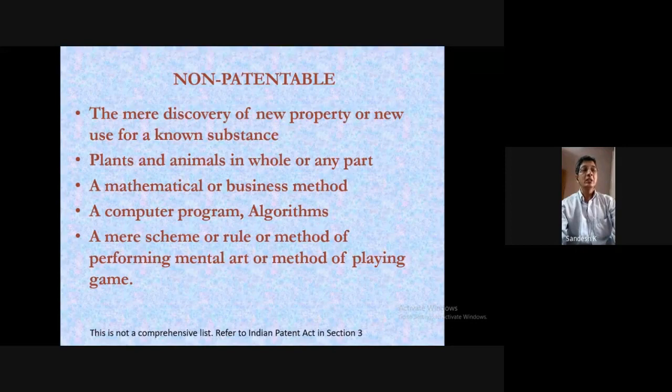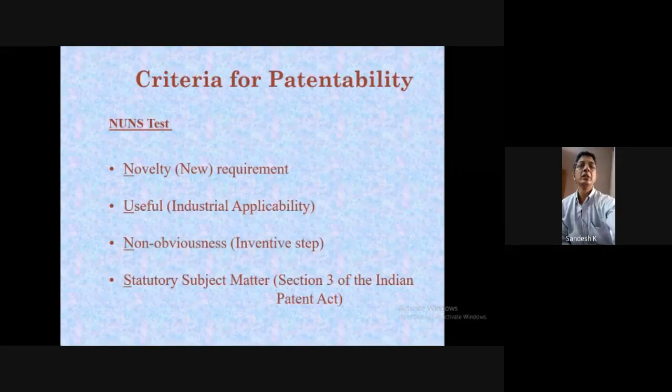Plants and animals in whole, I told you, there is a separate category for plants, not for animals. Mathematical equations, business methods, no, they cannot be patented. Algorithms and computer programs can be protected under copyright, not under patents. A mere scheme or rule of methods, performing a mental act, or say abacus or some games, these things are not patentable. Other than this, whatever you do, it is patentable.